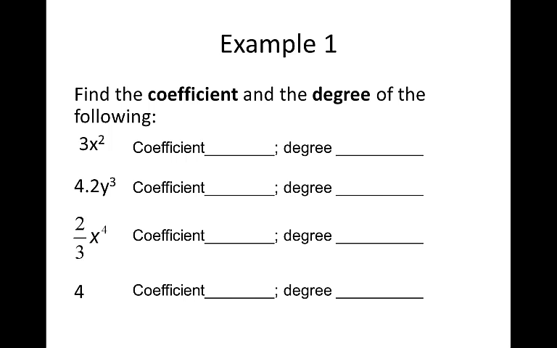So let's practice with this. Example 1. Find the coefficient and degree of the following. 3x squared. Coefficient 3, degree 2. Pause the video, write the other ones. At least go through the mental exercise of doing it. All right, welcome back. Coefficient 4.2, degree 3. 2/3 x to the 4th. Coefficient is the 2/3, degree is the 4. Coefficient here is the 4.